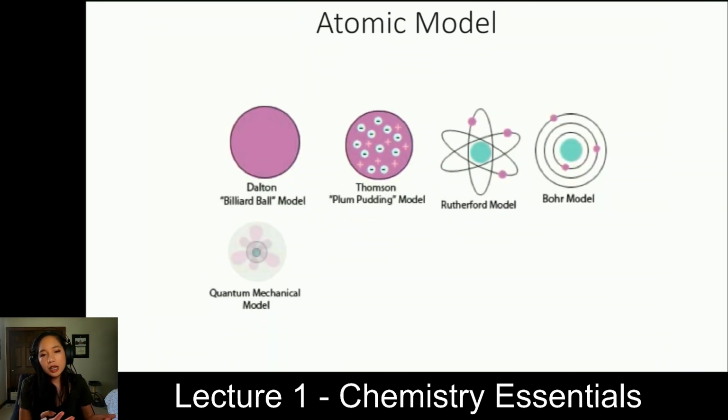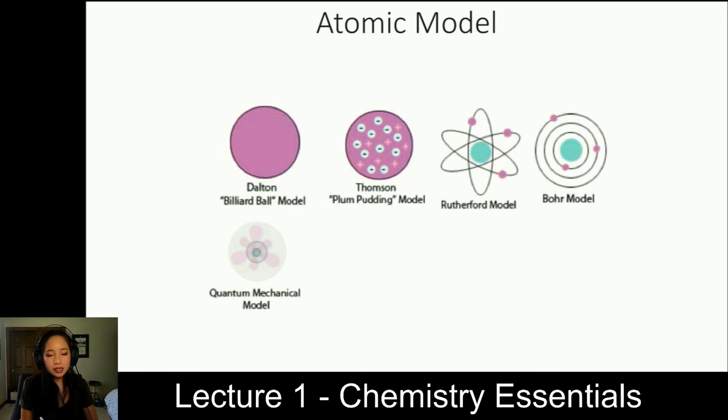So models that we will study later in this year include the atomic model. You see here I have a couple examples of atomic models, and actually these models changed as time went on. We started here with Dalton's billiard ball model. This is what chemists thought that atoms were, just hard spherical balls. But as more information came in, as we did more experiments and made more observations, we had to change that model to fit what we were actually seeing.